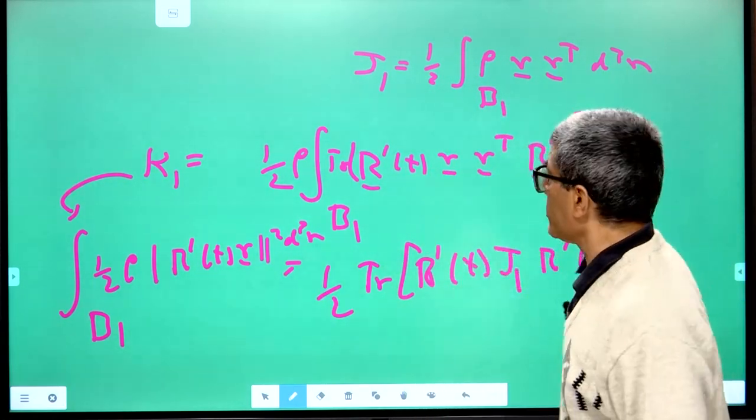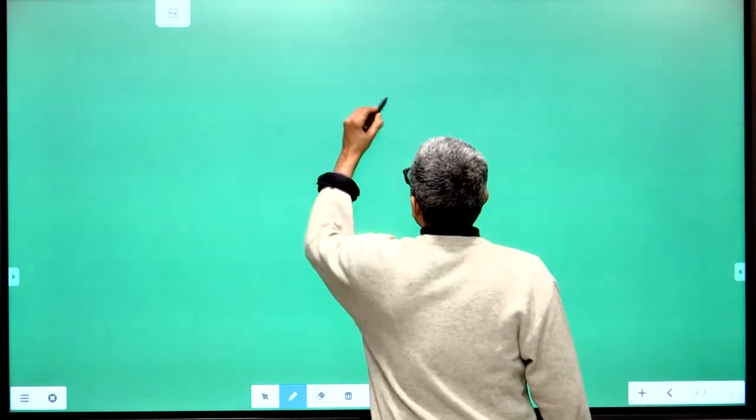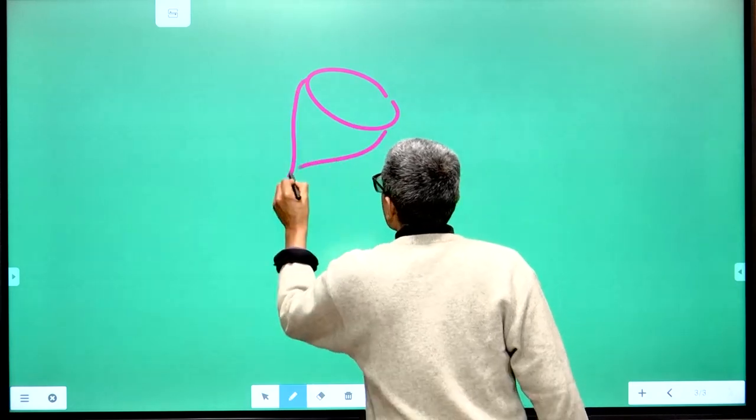This is a 3 cross 3 positive definite matrix. So, this becomes the kinetic energy of the first link. What about the kinetic energy of the second link?